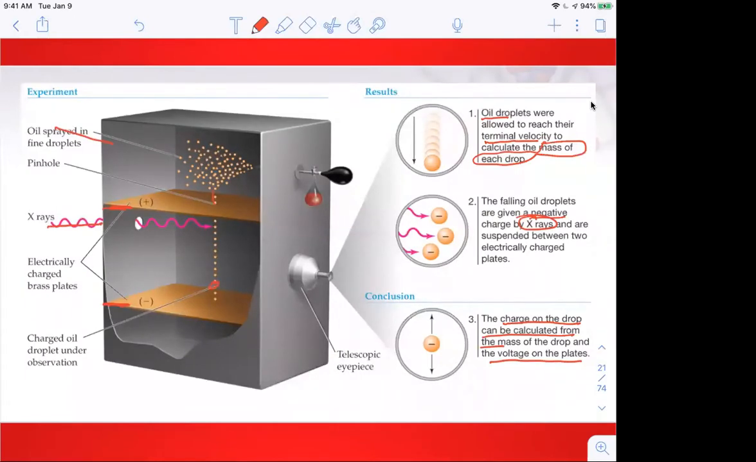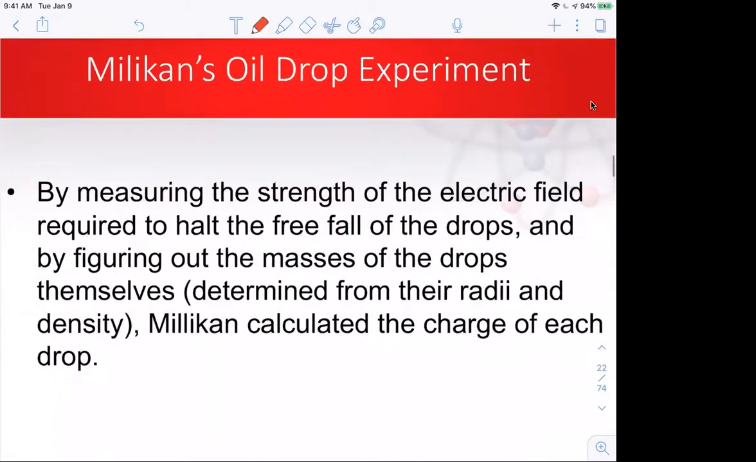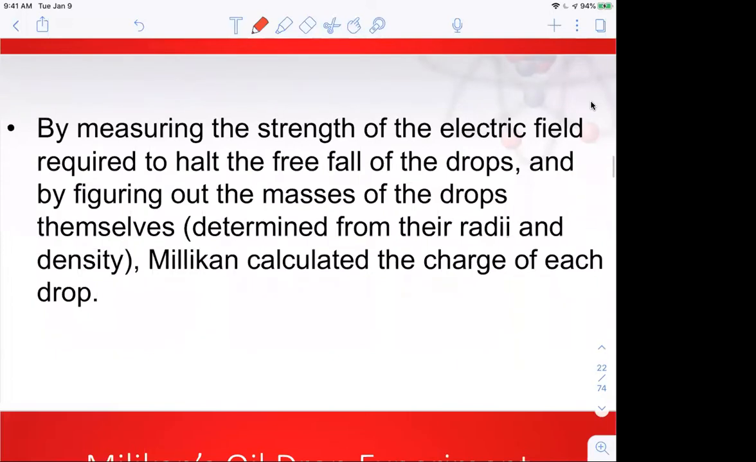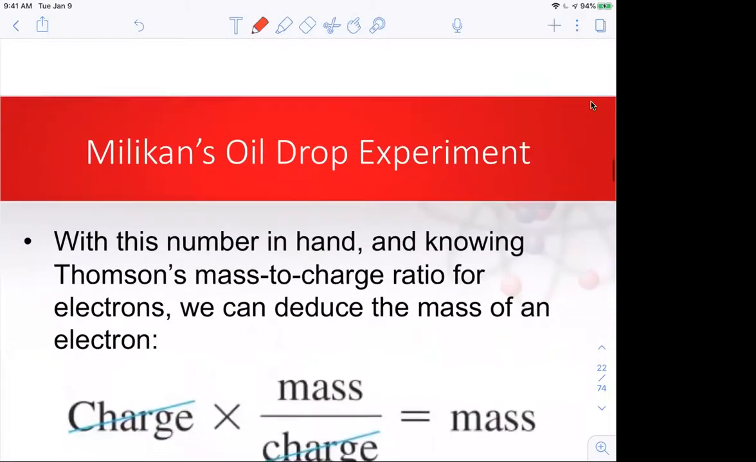So if I look at what his results were, he measured the strength of the electric field that was required to halt the free fall of those oil drops, and figured out the masses of the drops themselves. Now these are spherical drops, so the masses could be determined from their radii and their density. Millikan was able to calculate the charge of each drop.